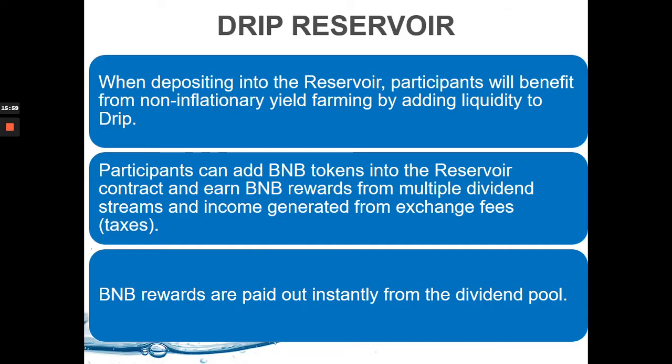All right, so the drip reservoir. When depositing into the reservoir, participants, investors like yourself or me, will benefit from non-inflationary yield farming by adding liquidity to drip. You can add BNB tokens into the reservoir contract and earn BNB rewards from multiple dividend streams and income generated from exchange fees, taxes, and so forth from the drip network. BNB rewards are paid out instantly from the dividend pool.